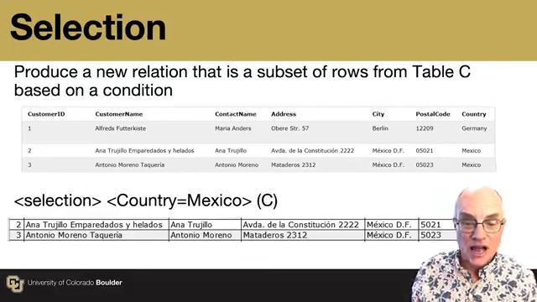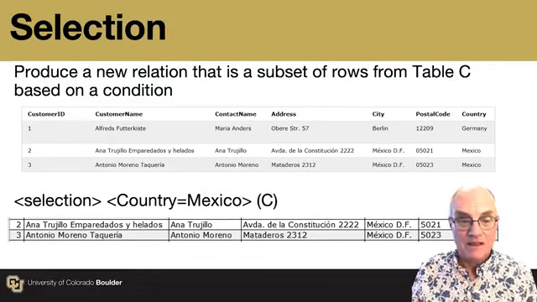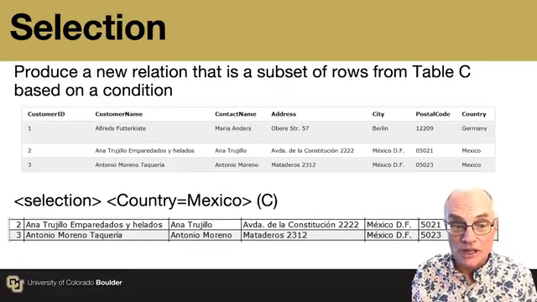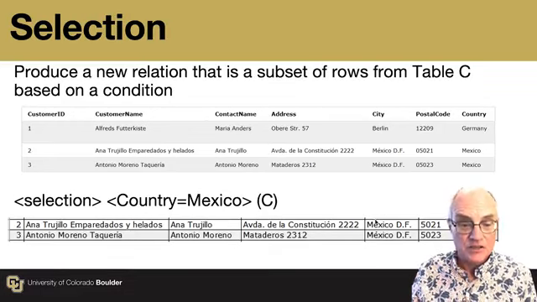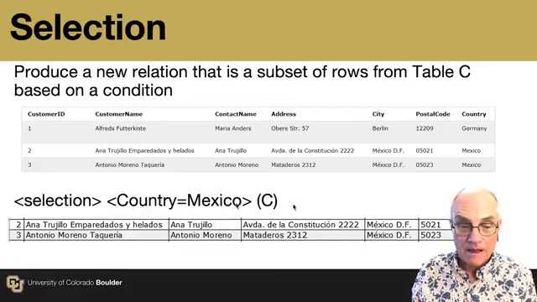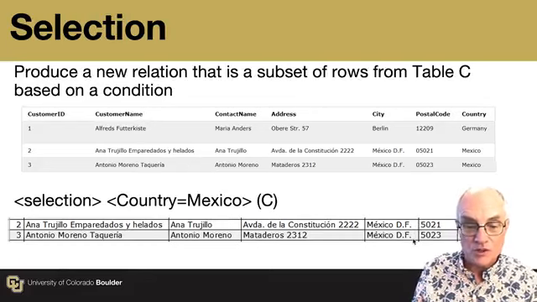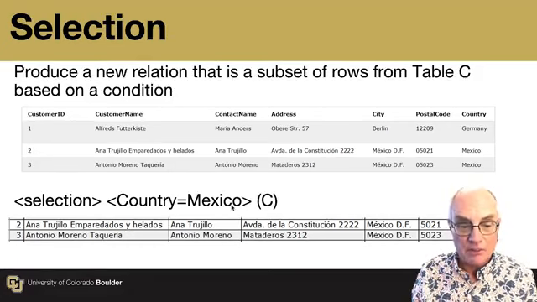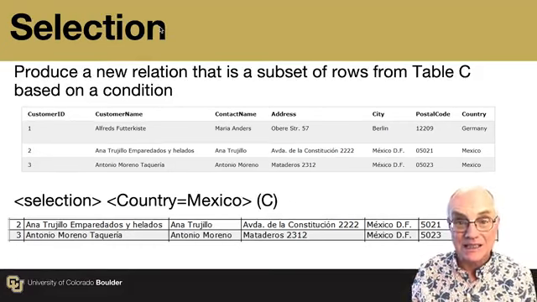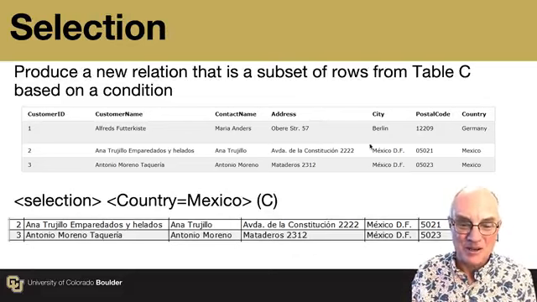There's another relational operation called selection. This allows me to produce a new relation that is a subset of rows from a table based on a condition. So in this case, I can establish a condition where country equals Mexico against table C, and I do a selection operation, and that will yield two of these three rows. It's yielding only those two rows where the value in the column country is equal to Mexico, because that's the condition on my selection relational algebra operation.